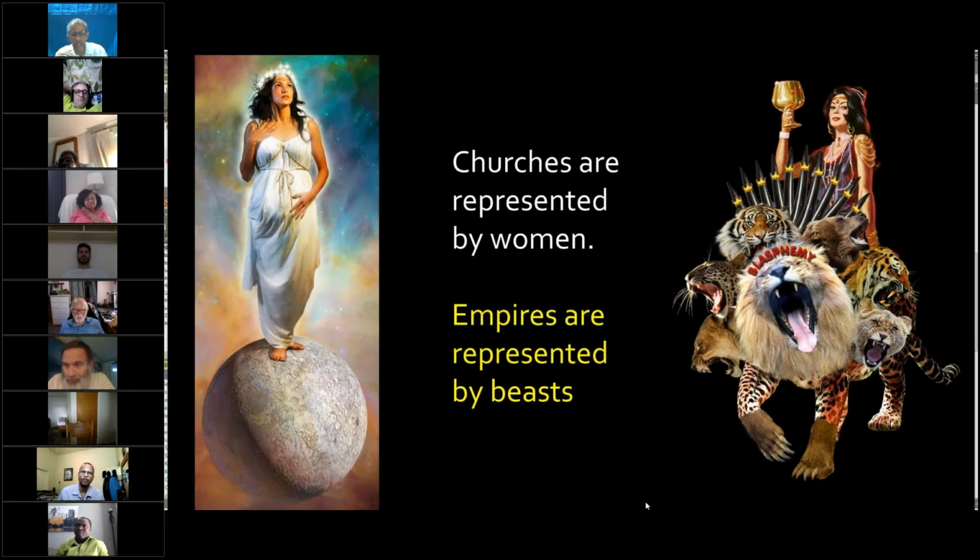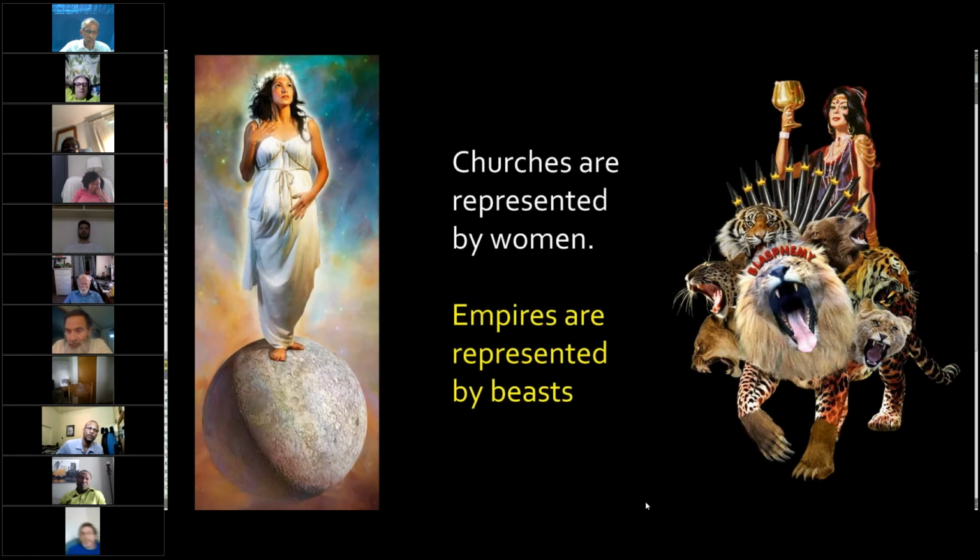But in the prophecy, this is a foundational thing. Churches are represented as women. I don't think anybody here would disagree with that. Churches or religious bodies are represented as women. In Revelation 12, God's church is represented as a woman, a pregnant woman, clothed with the sun and having the moon under her feet. And the great false religious system is represented as a prostitute woman.